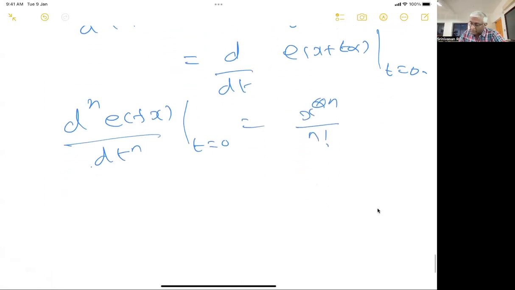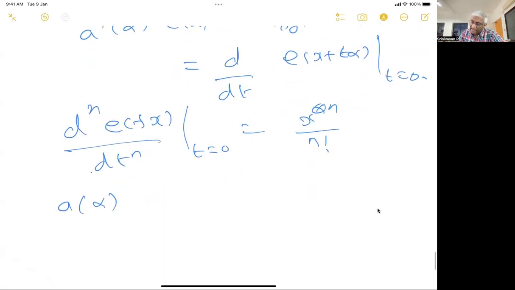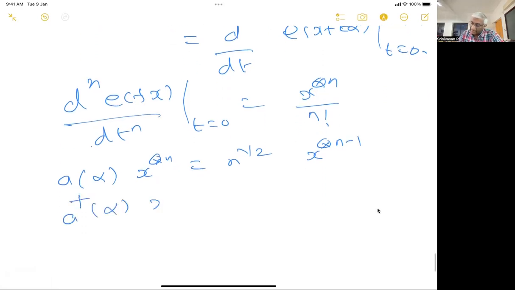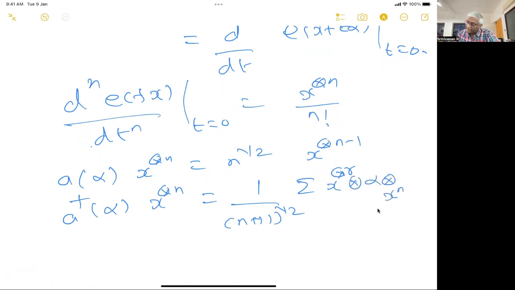Now you use this to verify that A of alpha acting on the n particle vector x tensor n, this was an assignment, is equal to n power half x tensor n minus 1, right? And A dagger alpha acting on x tensor n is equal to 1 by n plus 1 power half, summation r equal to 1 to n of x tensor r tensor alpha tensor x tensor n minus r. This is a symmetrization.